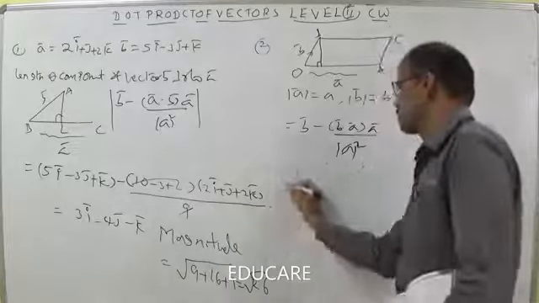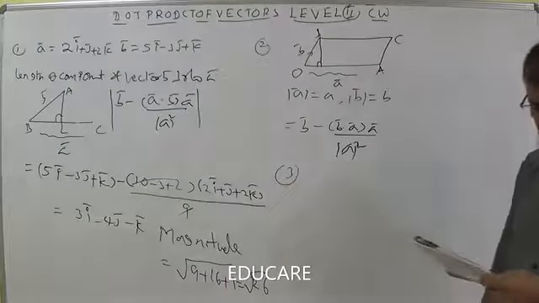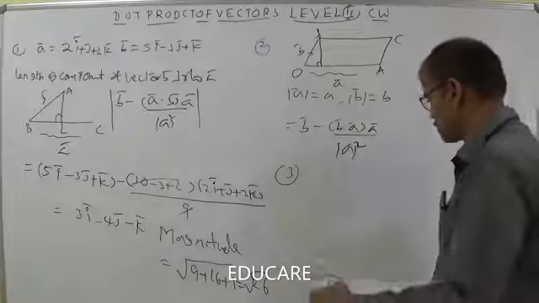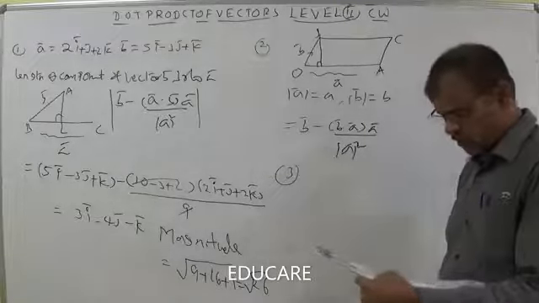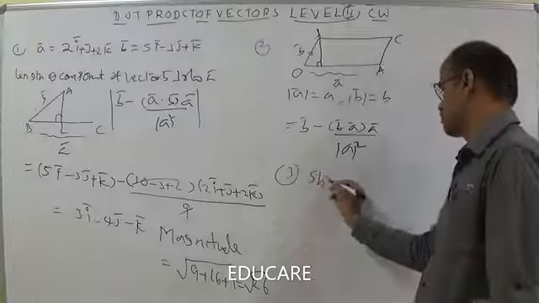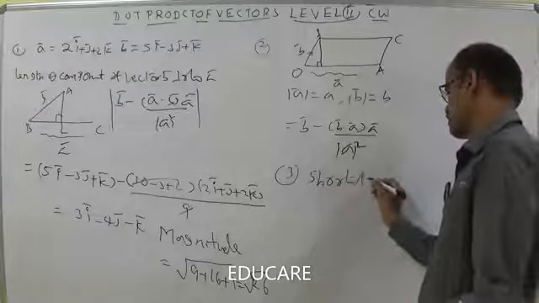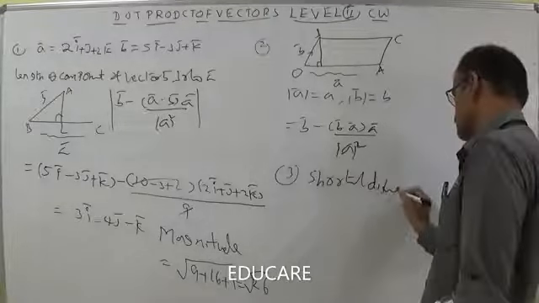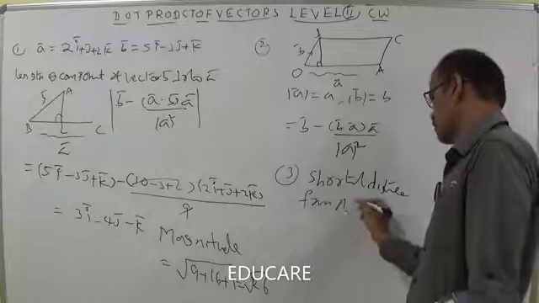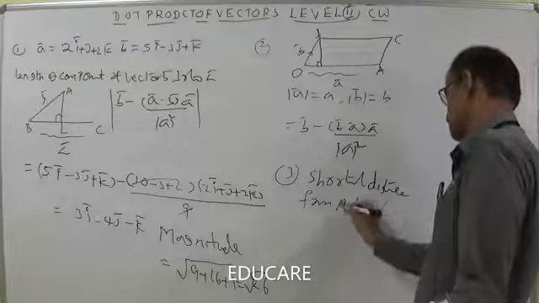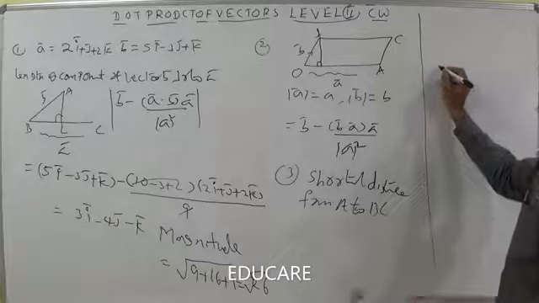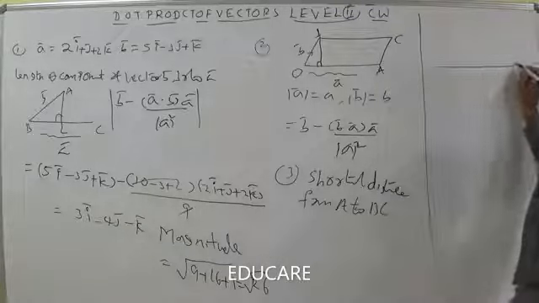Let us see the third question. If a bar, b bar, c bar are position vectors of the non-collinear points A, B and C, then the shortest distance from A to BC is asked. From A to BC you should calculate the shortest distance.